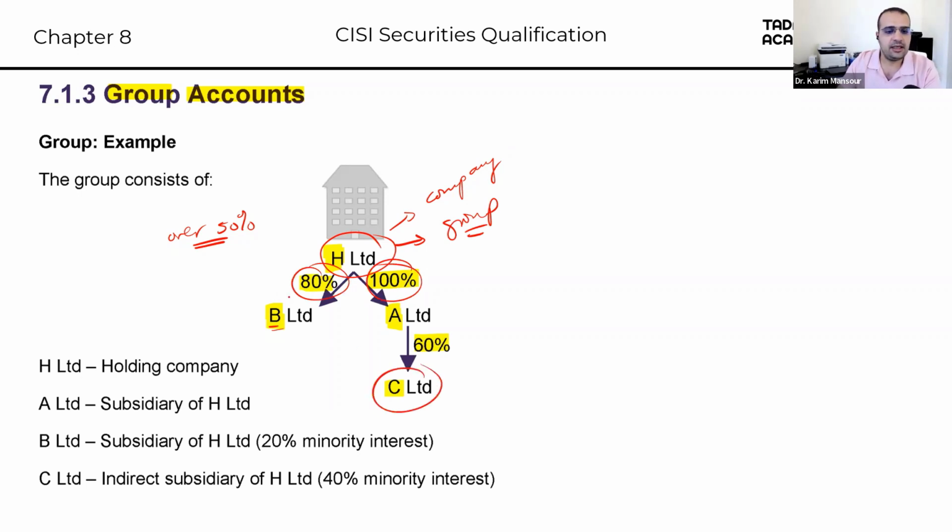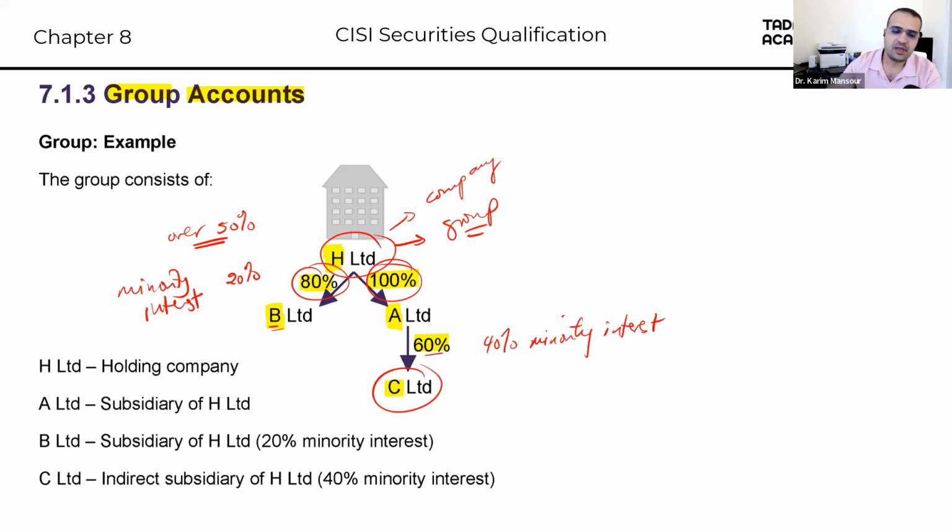Now, H owns 80% of B. That means there is a minority interest of 20% in B. And A owns 60% of C. That means there is a 40% minority interest. Minority interest means other shareholders who do not have control. They own a piece of the company, but they don't have control over it.